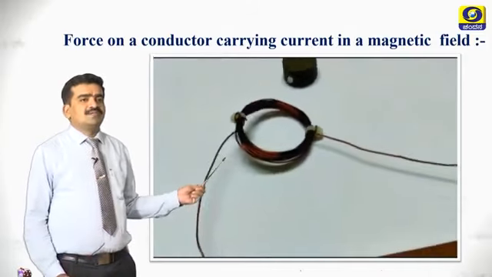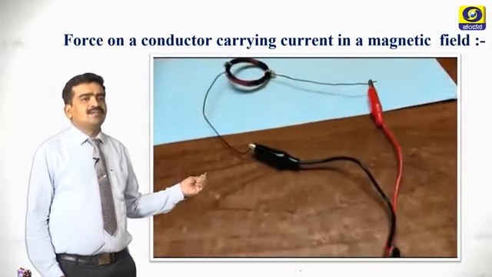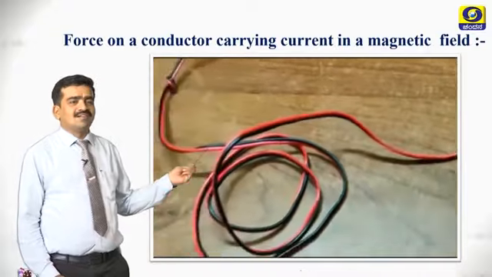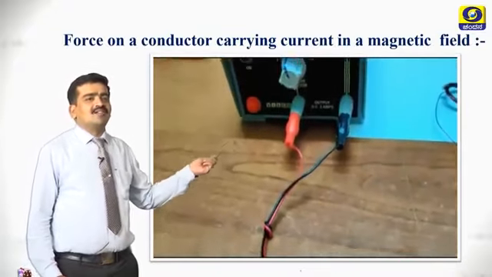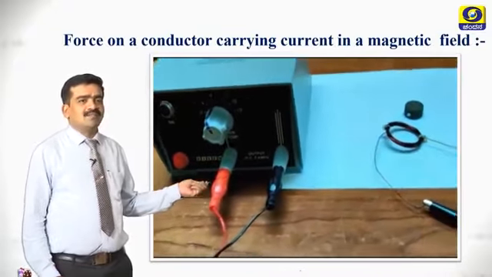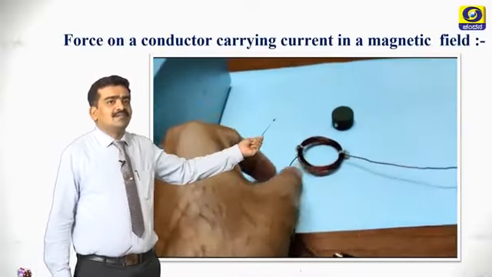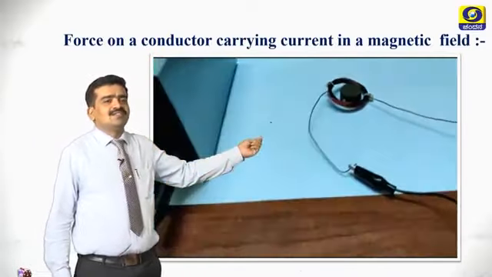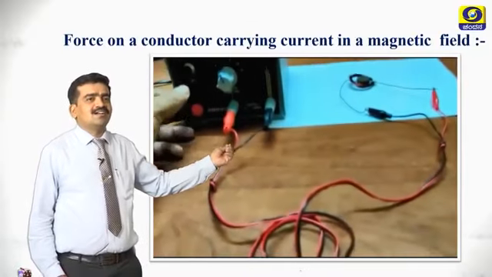See, observe here what is going to happen. Here I have taken a copper coil. I have connected the ends of the wire to a battery, and here I have another magnetic field. So what happens when I pass the current through a coil?